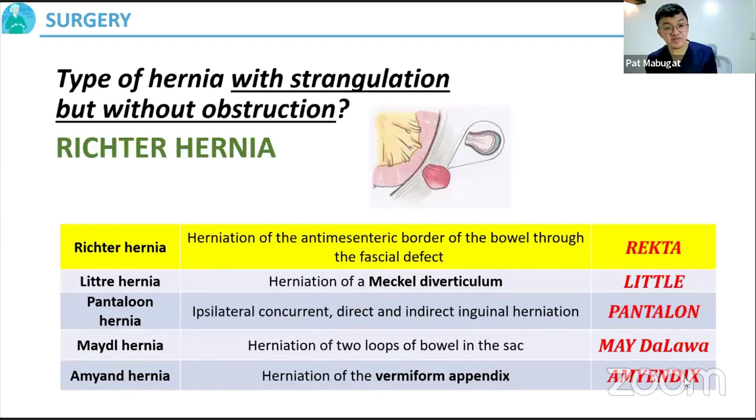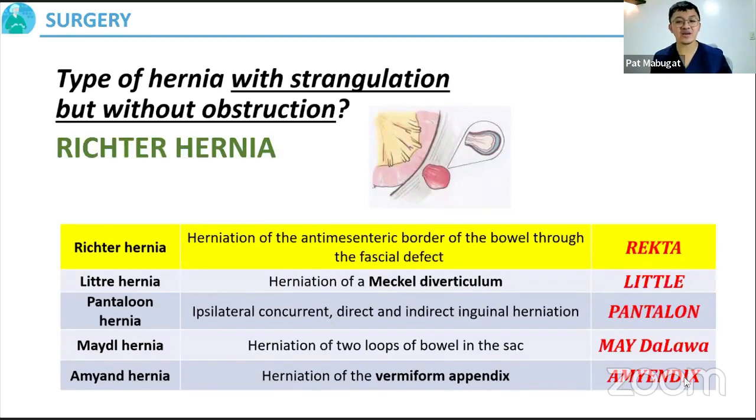Okay, so we have some names, eponyms of hernias here that I'd like to give mnemonics to so that you can easily remember them. For Richter's hernia, Richter, I remember this as recta. Why? Richter hernia, you can have strangulation but it's not obstruction. So recta pa rin yung bowel contents. So recta, Richter's hernia. Next, Littre hernia, Littre for little, because in little patients, we have your Meckel's diverticulum, right?